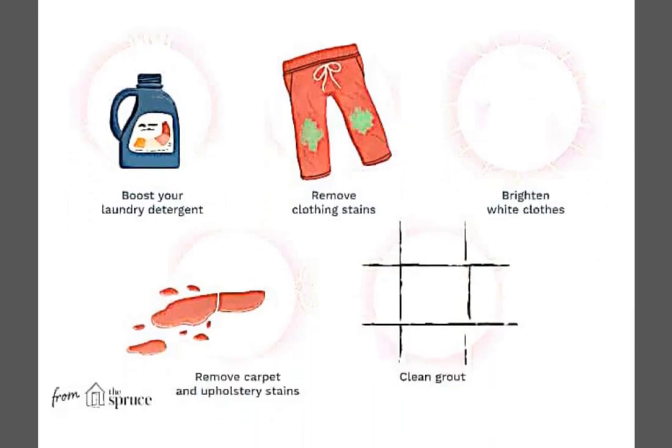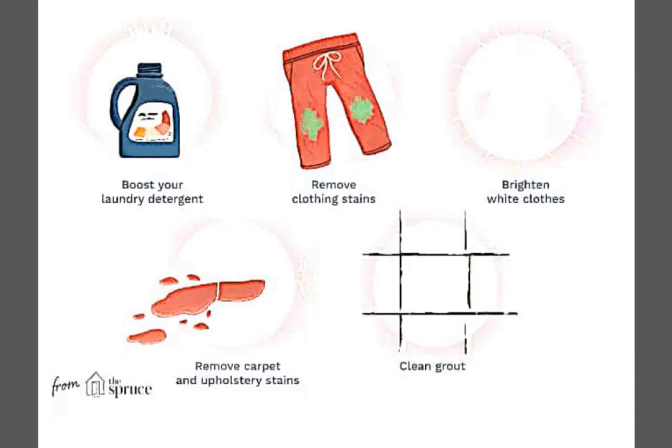Now, these are a few of the things which can be done with the help of bleaching powder: boosting of laundry detergents, removal of clothing stains, brightening of white clothes, removing carpet and upholstery stains, and cleaning the grouts. So all these are the different functions or uses where we can utilize bleaching powder.